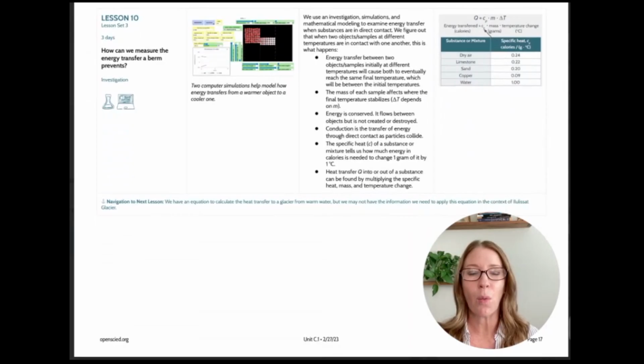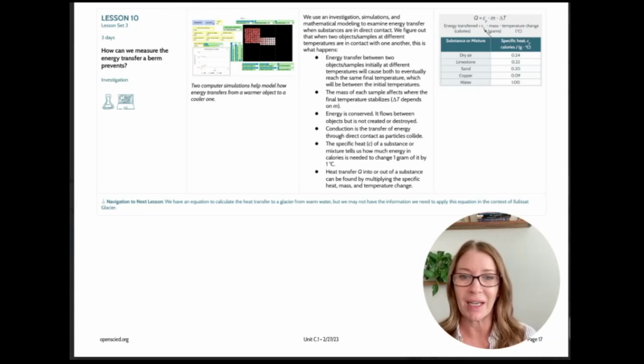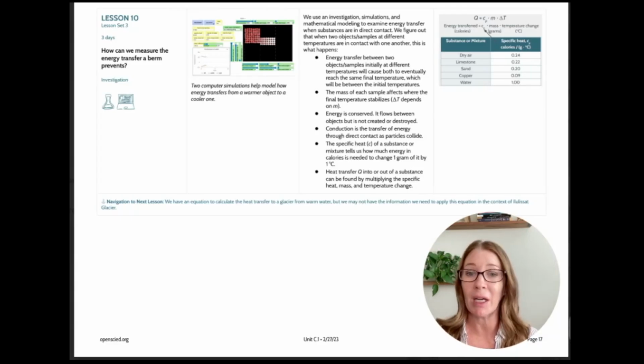In lesson 10, we're going to really develop the idea of specific heat. And we do this through a couple different investigations. And the first one is using a simulation. And we use different masses. And we notice that when two liquids of different temperatures are interacting, they're going to eventually meet equilibrium at a temperature somewhere between the two. And it is dependent on mass where this temperature is going to fit.